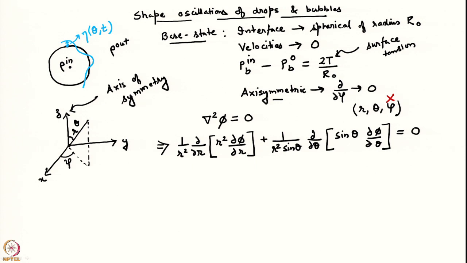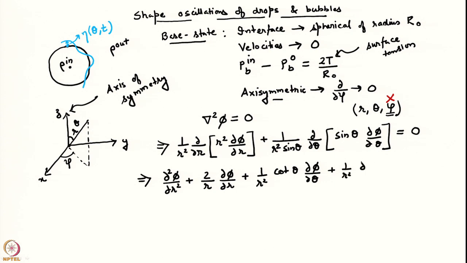This is the form that the scalar Laplacian takes in a spherical coordinate system where we have set second derivatives with respect to psi to be 0, the axisymmetric approximation. Now as is usual, I can simplify this further and write this as del square phi by del r square plus 2 by r del phi by del r plus 1 by r square cot theta del phi by del theta plus 1 by r square del square phi by del theta square is equal to 0. So this is the form of the Laplace equation.